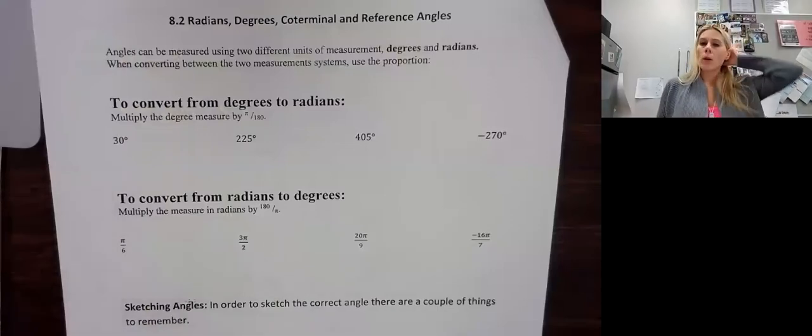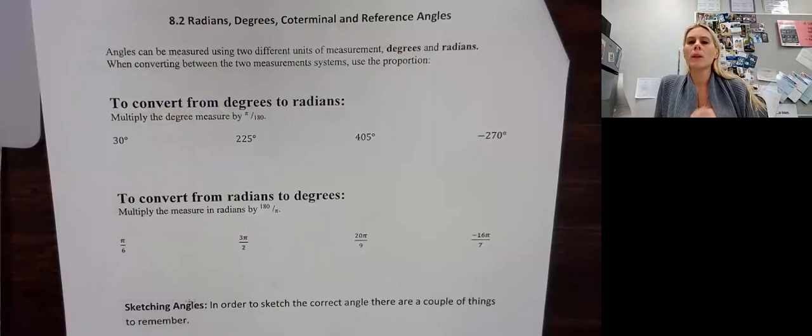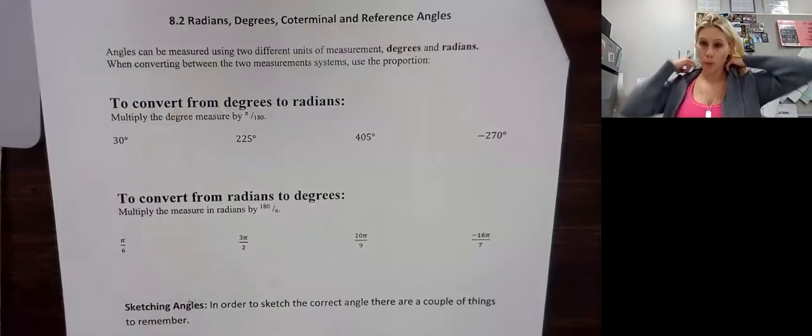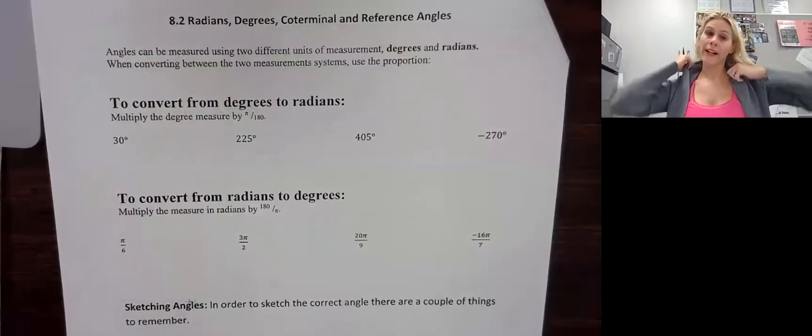Hey everyone, so we're going to do 8.2, which is radian, degrees, coterminal, and reference angle. This will actually help us before we get into the unit circle, just like last class when we did the special right triangles, which will also help us with the unit circle. So angles can be measured using two different measurements, okay? Degrees, and that's what normally we're used to when it comes to circles, and what's called radians.